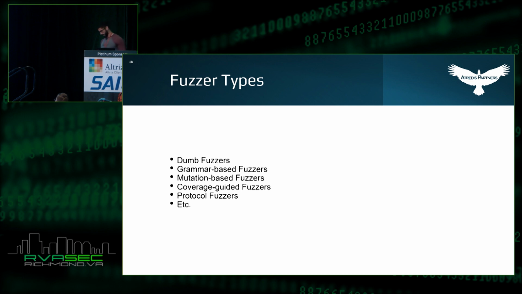So before we get into fuzzer selection, we need to understand a little bit more about the fuzzer types. There are a few. There's dumb fuzzers, grammar-based fuzzers, mutation-based fuzzers, coverage-guided fuzzers, protocol fuzzers, generation fuzzers, etc. There's so many. But we'll just cover a few right now.